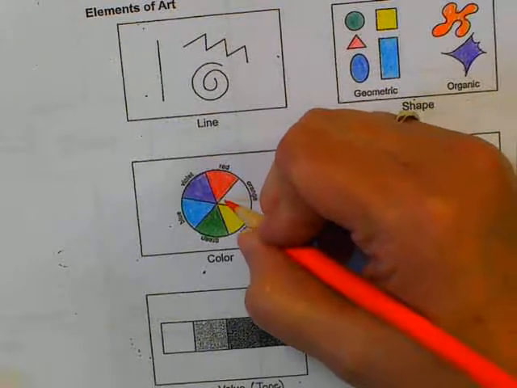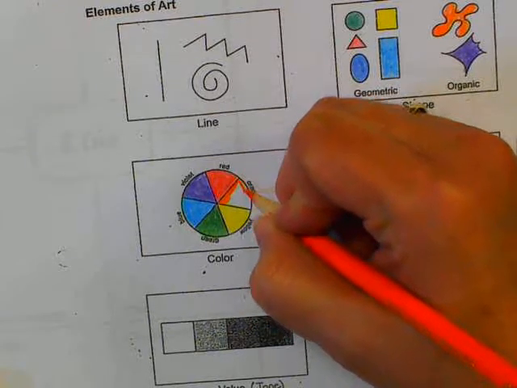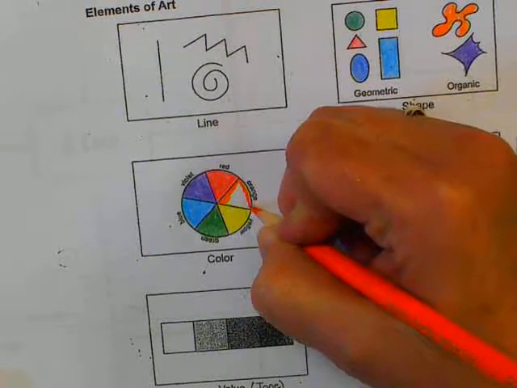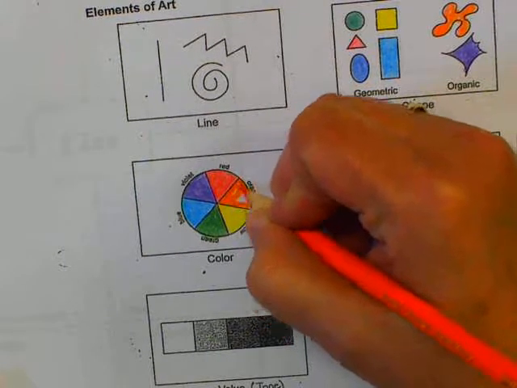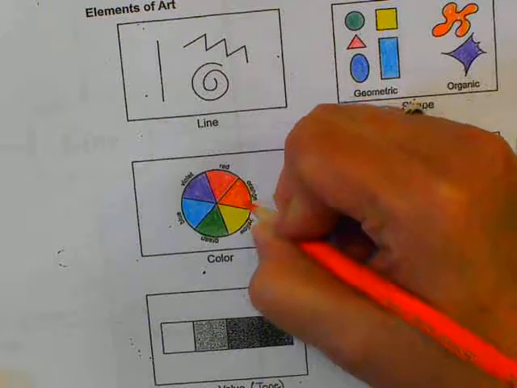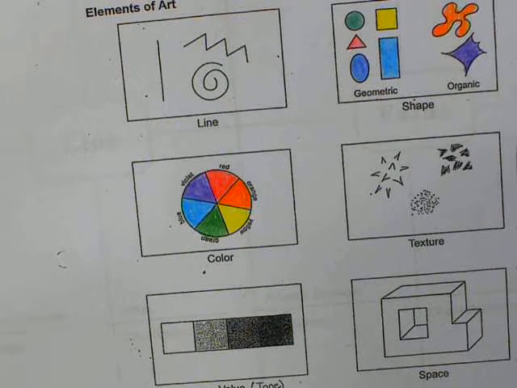The colors, remember we talked about those. Color is the colors of the rainbow. And you don't see grays in the rainbow. You don't see blacks in the rainbow. You don't see browns in the rainbow. However, browns and grays are called neutrals.